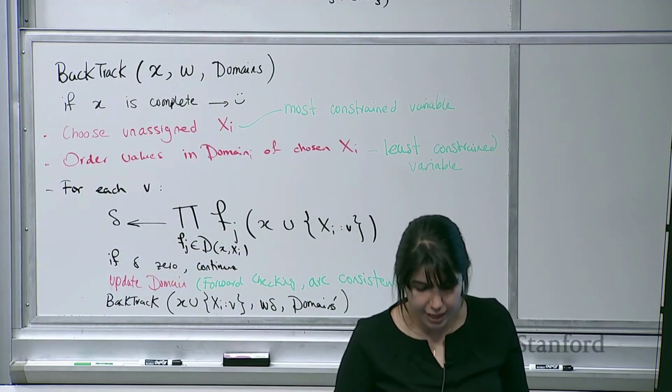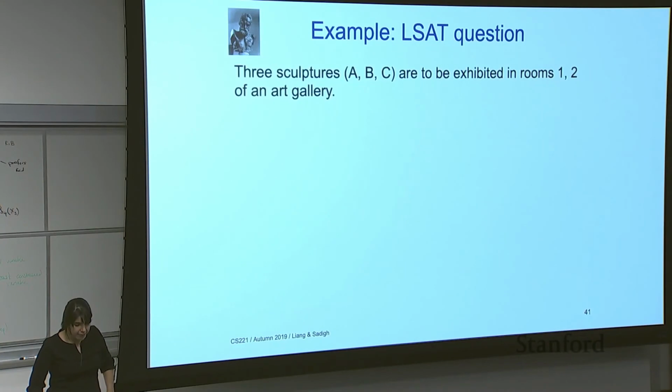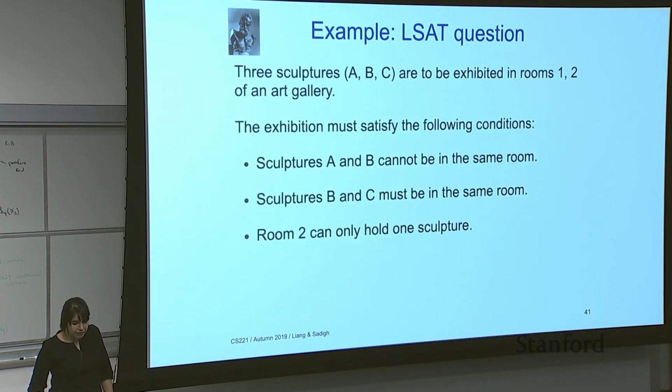So let's look at another example. Let's say that we have 3 sculptures, A, B, and C, and they have to be exhibited in a museum or in an art gallery. And I have room 1 and 2, so they can be either in room 1 or room 2.